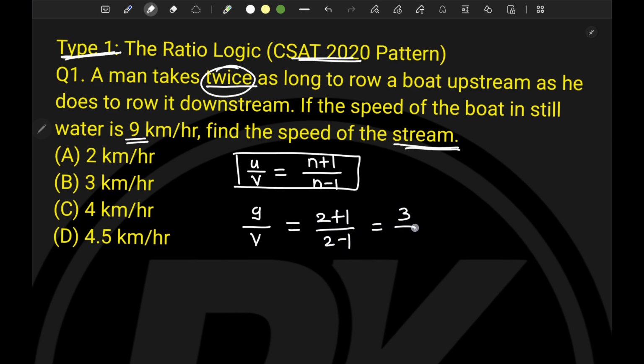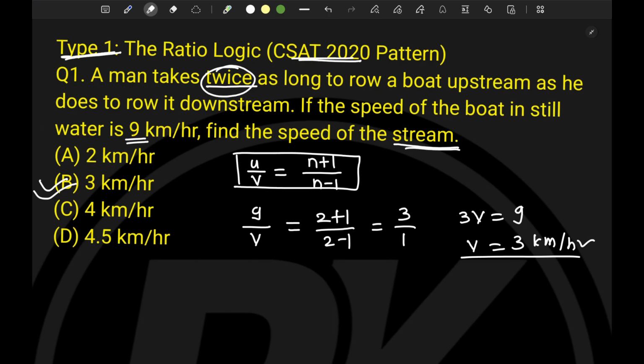And that will be 2 plus 1 is 3, and here it is 1, so just do the cross multiplication. Hence 3v is equal to 9, v is equal to 3 kilometer per hour, right? And hence option number b is correct. So see how much time it will take, hardly 10 seconds, 15 seconds, right?